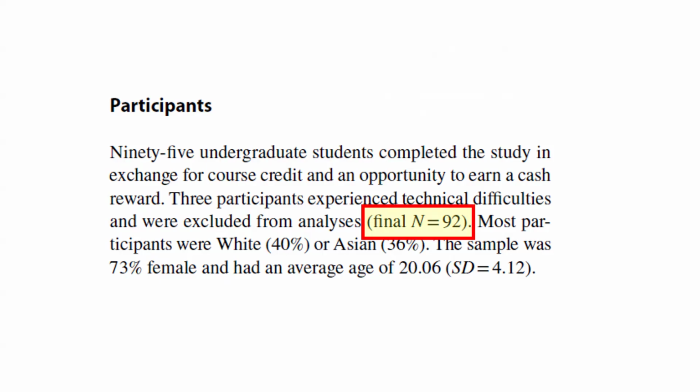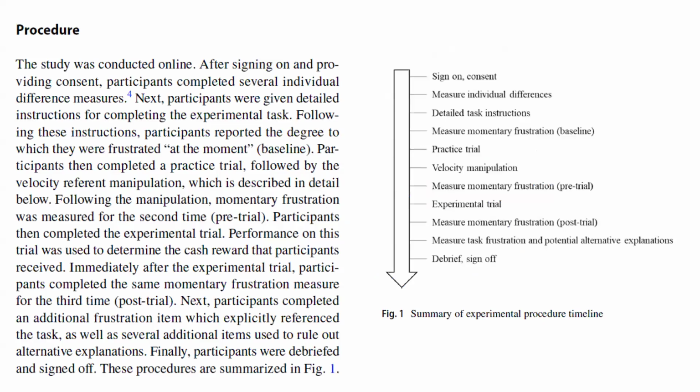But recall that it's a mixed design, mixed ANOVA. And so we have 92 people, but each person will be giving us repeated measurements, and each person will be assigned to different between subjects conditions. So we look at the procedure, it gives us some information about this. The study was online, participants signed on, they gave consent. They were given detailed instructions for how to complete the task.